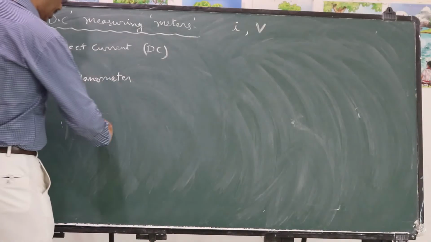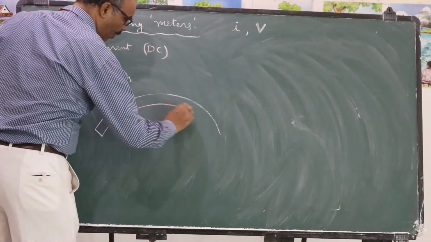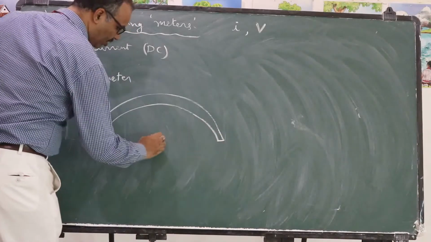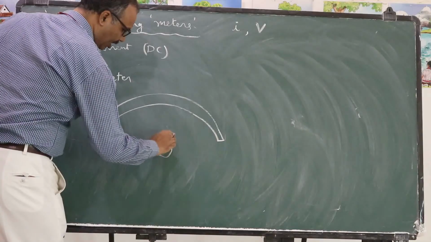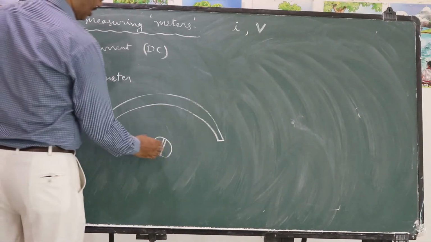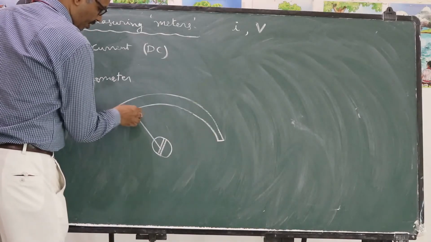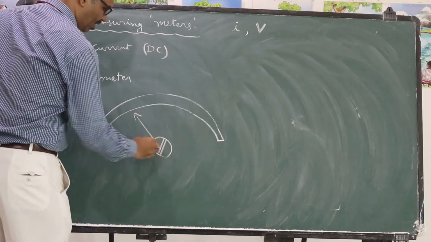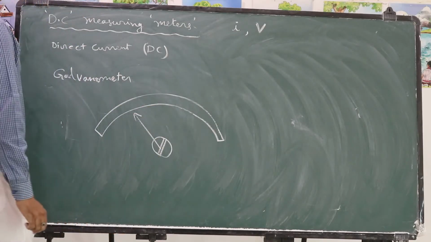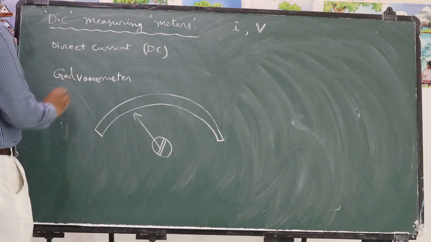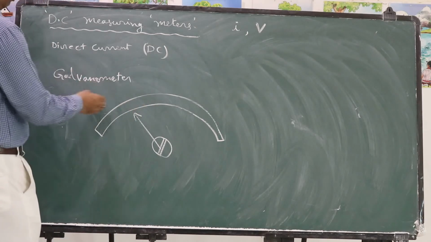This galvanometer is having a graduated scale like this, provided with a rectangular coil kept in a magnetic field. Whenever we pass the current, the needle attached to this rectangular coil will take a deflection in the magnetic field. This concept we will discuss in the electromagnetism chapter. For the time being, we are just understanding the principle involved in the galvanometer.